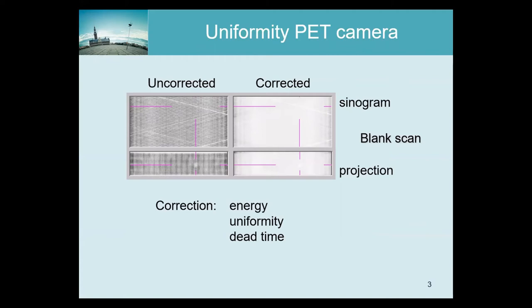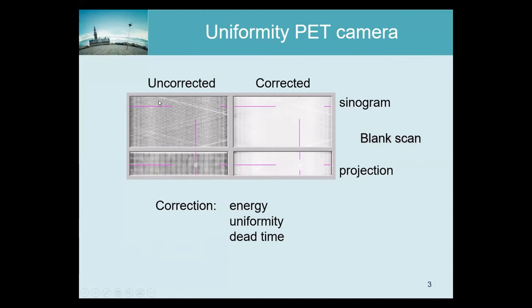The reason is that the crystals come in blocks, and that the performance of a crystal in the center of a block is always different from that at the edge. And you see that here, so this is a sinogram. And if you take a line through the sinogram, you get a parallel projection, in this case, a parallel projection of an imaginary uniform object. And you see it's not uniform at all. You see a pattern, and that pattern corresponds to the crystal blocks. In addition, there is one that has a problem here. And you see that that produces a white line in the sinogram.